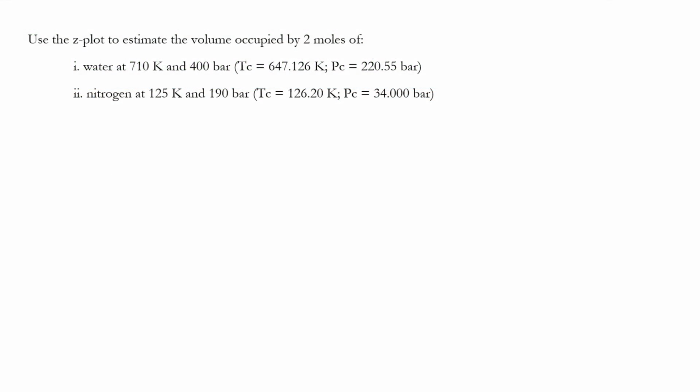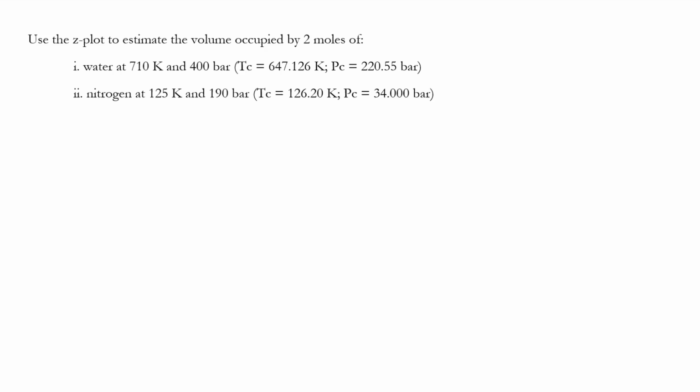In this example, we're going to use the Z-plot to estimate the volume occupied by 2 moles of water at 710 Kelvin and 400 bar, and also nitrogen at 125 Kelvin and 190 bar. The point of the principle of corresponding states is that we can use the general formation of the ideal gas law and apply some correction to it according to the circumstances.